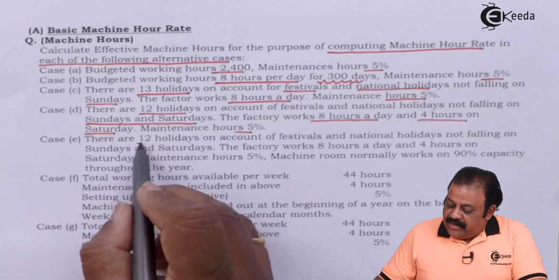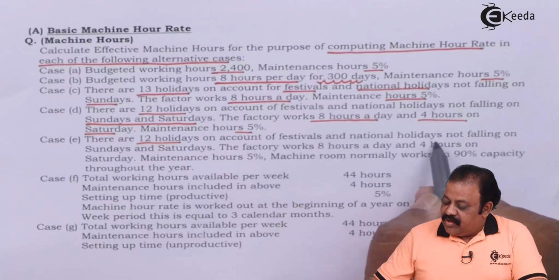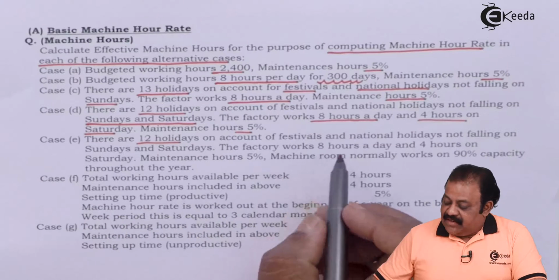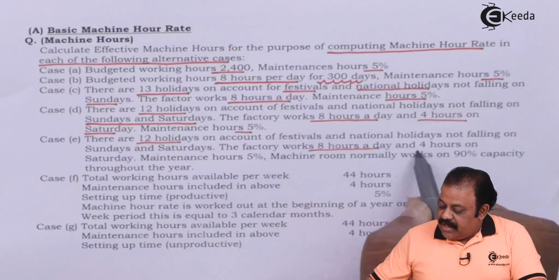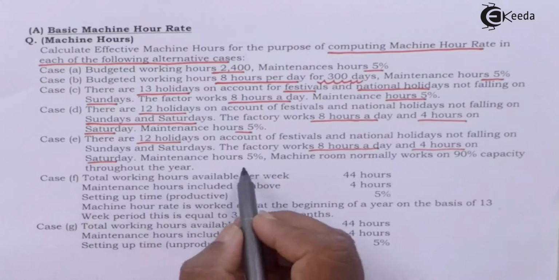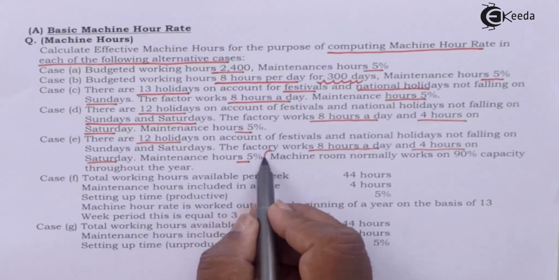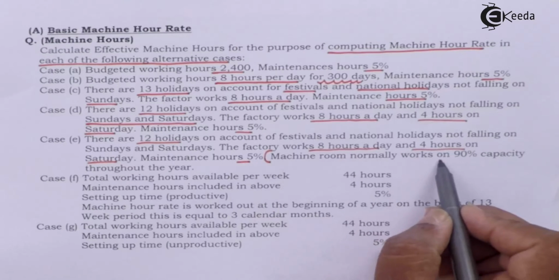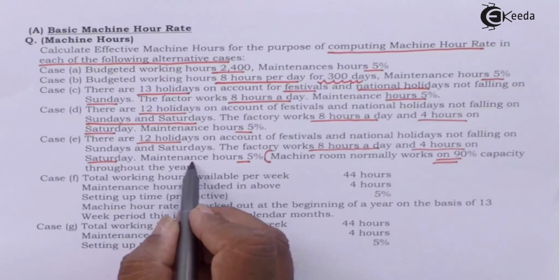Next, there are 12 holidays on account of festival and national holidays not falling on Sundays and Saturdays. The factory works 8 hours a day and 4 hours on Saturday. Maintenance hours 5%. Additionally, they have said machine room normally works on 90% capacity throughout the year.